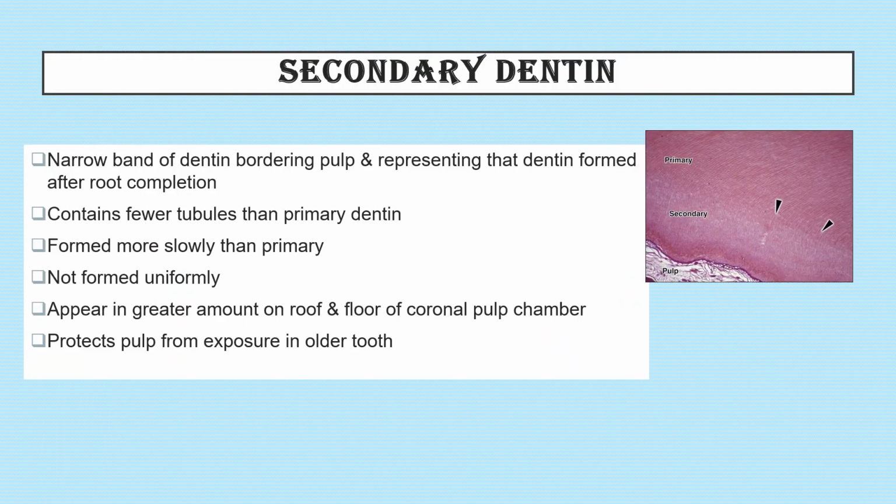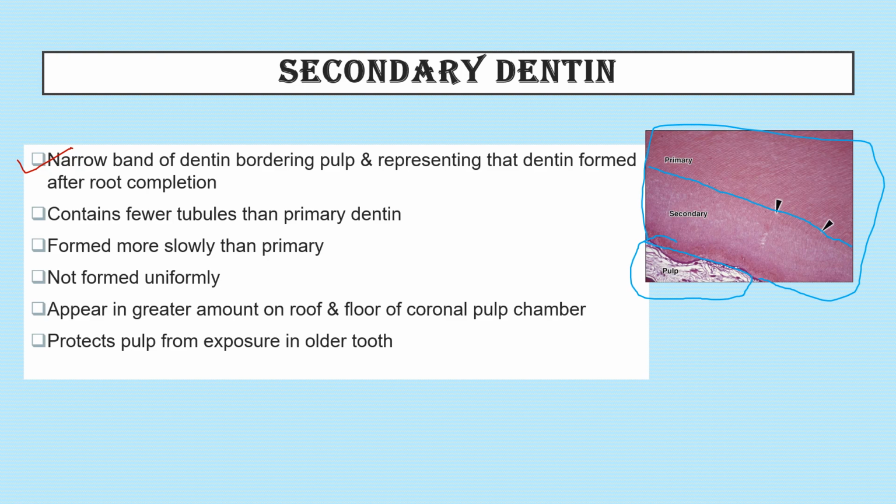Next, moving to the secondary dentin. As you can see here, this is the pulp portion and this is the dentinal portion. So primary is here, which is dark in color, and secondary is here, which is very light compared to the primary. It is a narrow band of dentin bordering the pulp, representing the dentin formed after the root completion. These points are important. Primary dentin is formed before the root is completed and the secondary is formed after the root is completed.